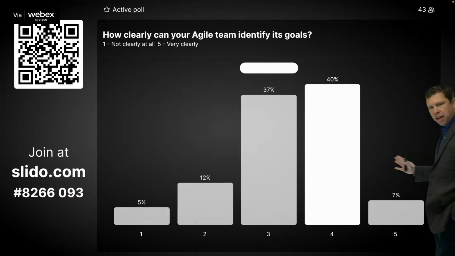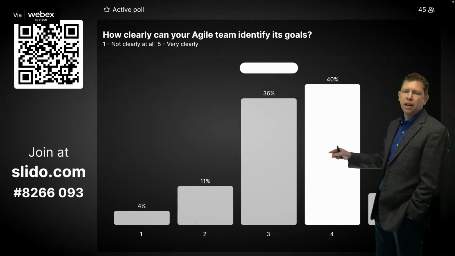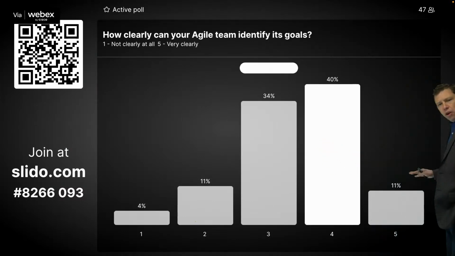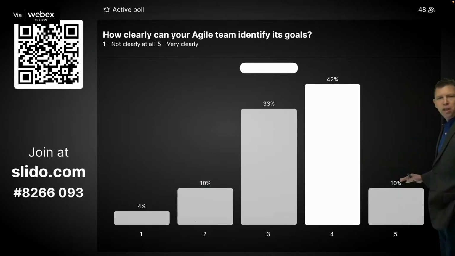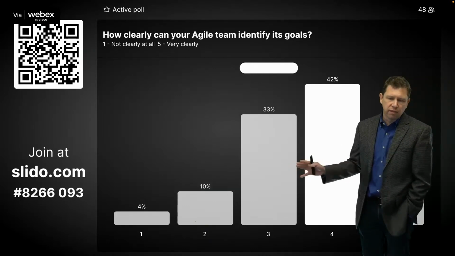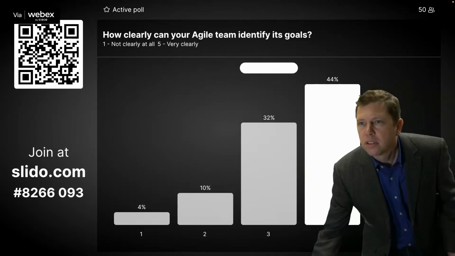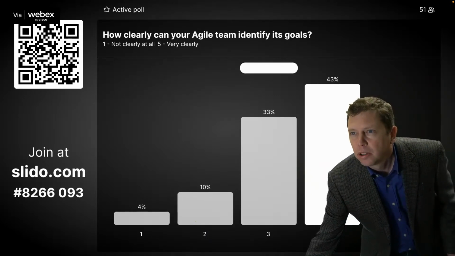Okay, so we've got the gamut all over here, but it sounds like fewer of us are saying we identify our goals completely clearly, and more are toward the middle. Let me post this link here one more time.